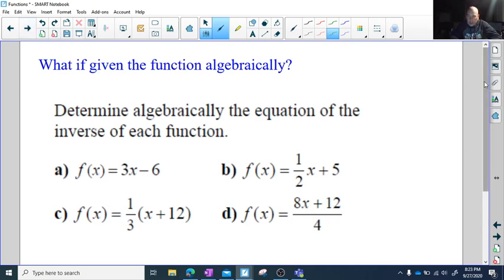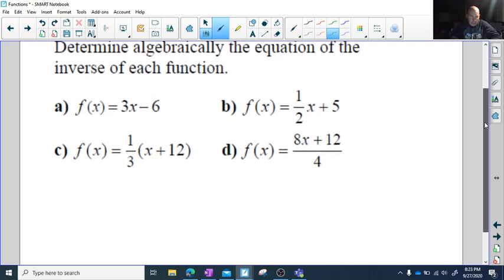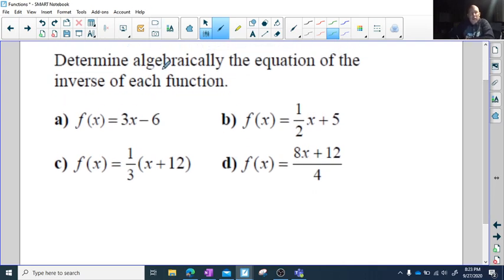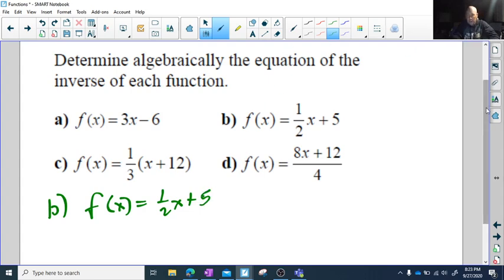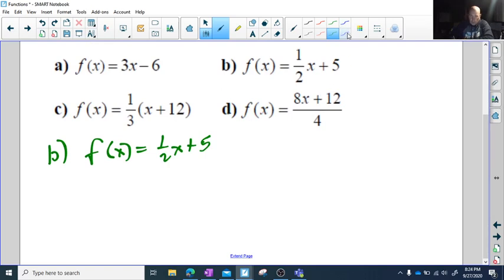All right, so let's just look at how we play with this algebraically. Essentially this is saying find the inverse of each of these functions. Let's pick b. We won't do all of these. So my function is 1/2 of x plus 5, and I would like to find the inverse function. Knowing what you hopefully know about mathematics and function notation, f of x is fancy notation for y. So there's your y, that whole left side, and obviously there's your x.